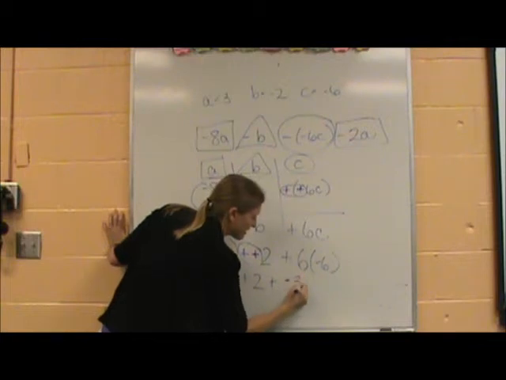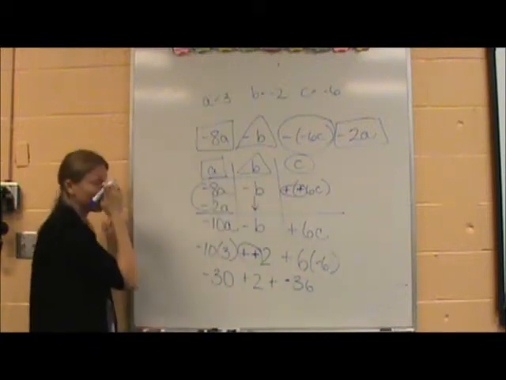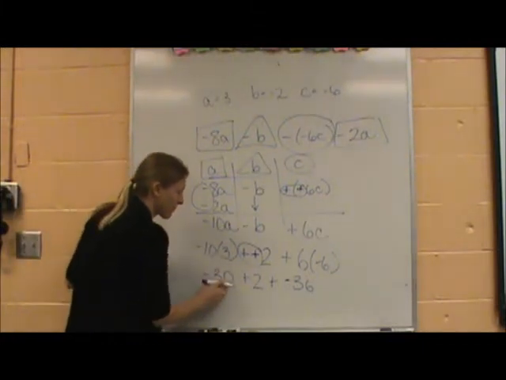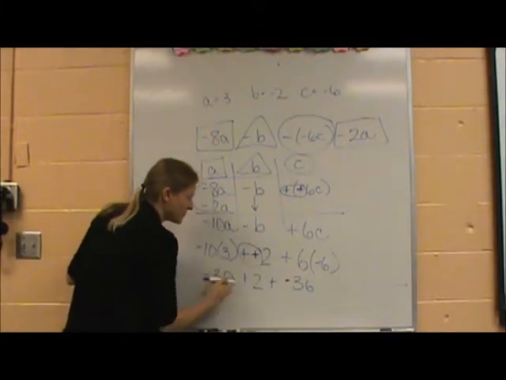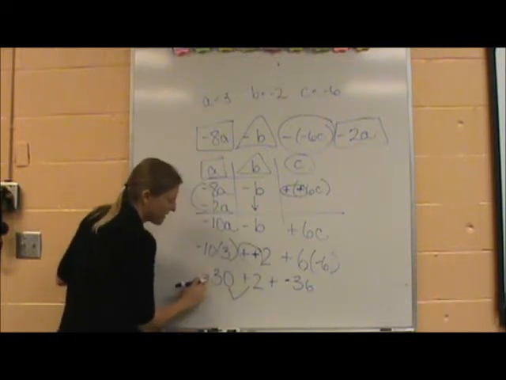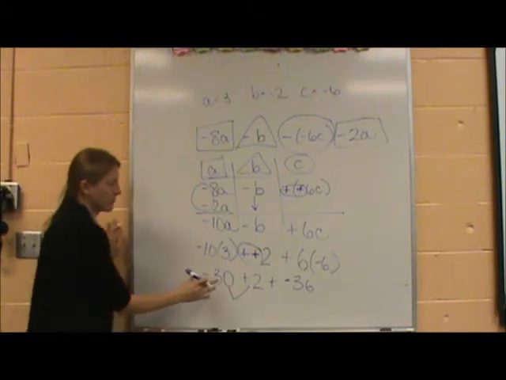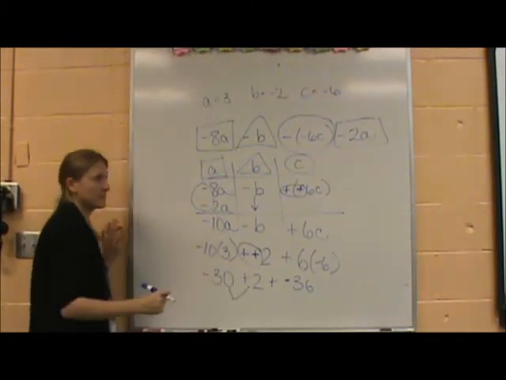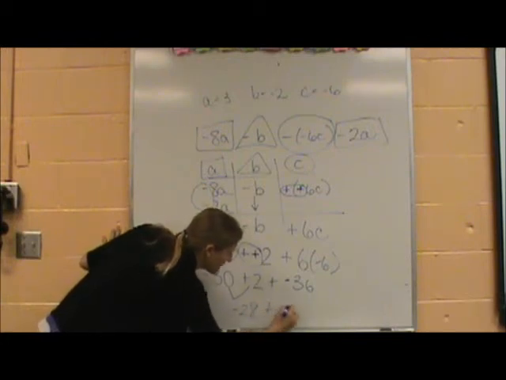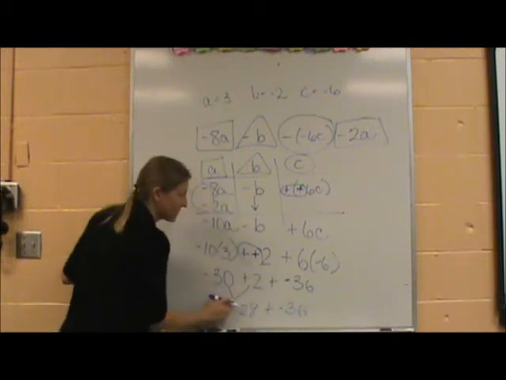I can keep it as negative 36, or I can change it to a minus 36. That will be up to you. They both mean the same thing. You're going to just go through. You can do it in pieces. Negative 30 plus 2, different signs, subtract, so that's negative 28. Plus negative 36. Now I have same signs, add.